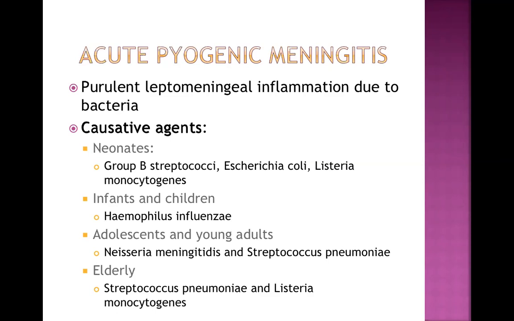In infants and children, now many students may not know the meaning of neonate and infant. Neonate means the first 28 days after birth, and infant is up to 1 year, up to 12 months. So in infants and young children, Haemophilus influenzae is a very common agent to cause meningitis. In adolescents and young adults, Neisseria meningitidis and Streptococcus pneumoniae are quite common. And in the elderly population, again Streptococcus pneumoniae and Listeria monocytogenes. Listeria monocytogenes mainly causes infection in the immunocompromised setting.